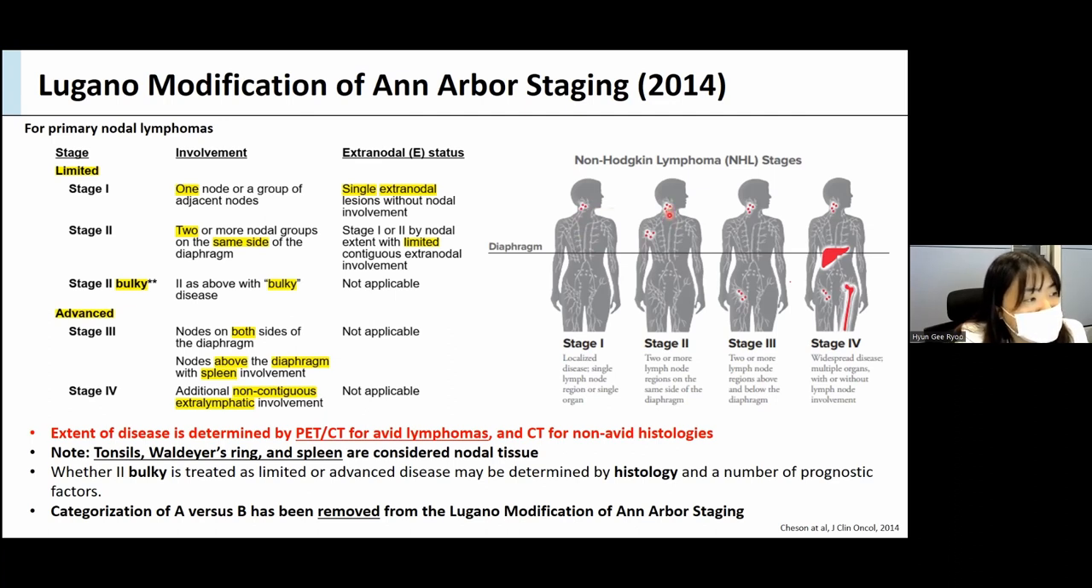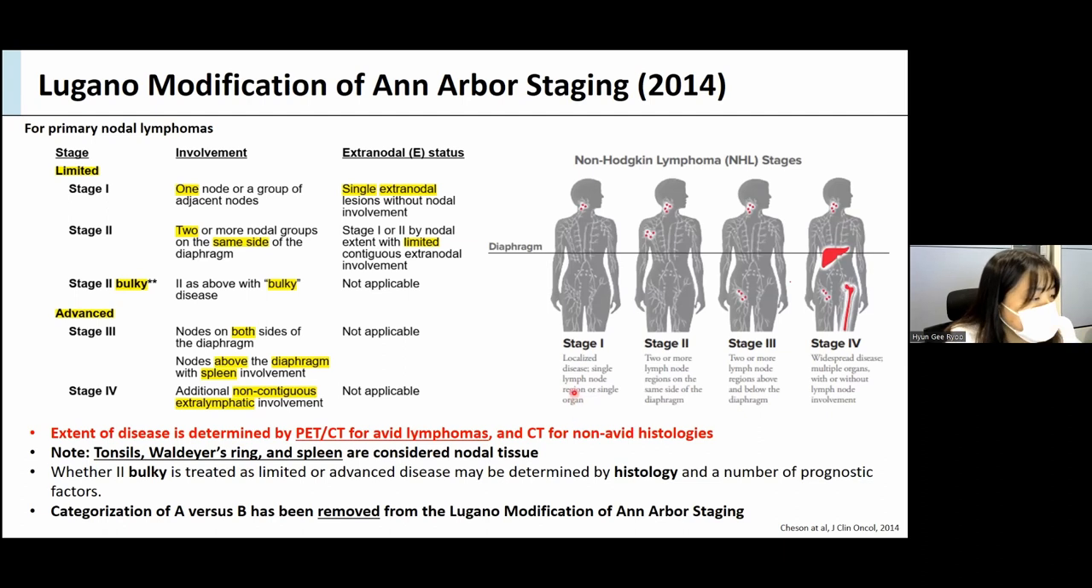If the patient has two or more groups of lymph node enlargement on the same side of the diaphragm, we can say it is stage two lymphoma. If the patient has involvement on both sides of the diaphragm, it is stage three. And if the patient has extralymphatic involvement, such as bone marrow or liver, we can say it is stage four. The extent of disease can be determined by using PET-CT for FDG-avid lymphoma, and CT can be used for the non-FDG-avid histologies.